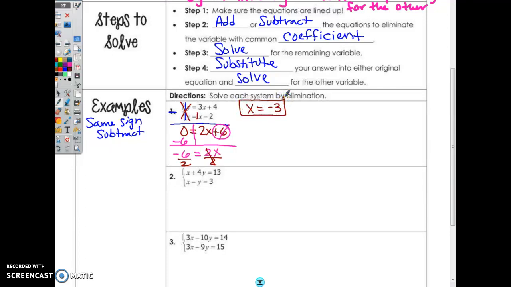So what am I going to do with this answer? Step number 4, you're going to substitute back into the original equation and solve for the other variable. So I don't care which one you use, if you use the top one or the bottom one. I'm going to use the bottom one just because it's easier. The bottom equation looks easier. So I have y equals x minus 2. I'm going to plug in the negative 3 in place of my x. So I have y equals negative 3 minus 2. What does that give you?